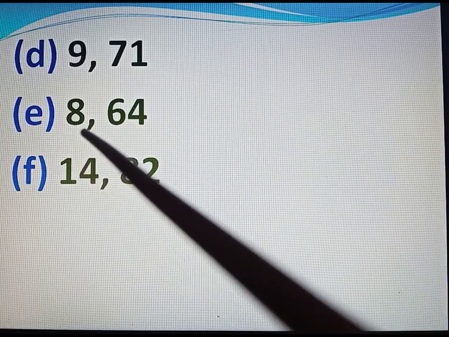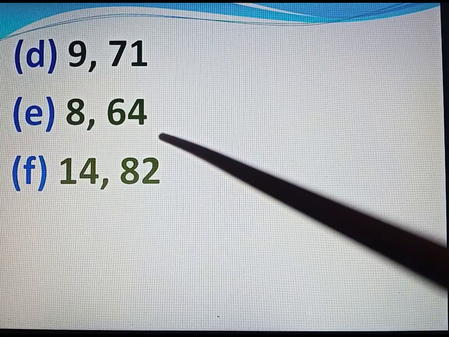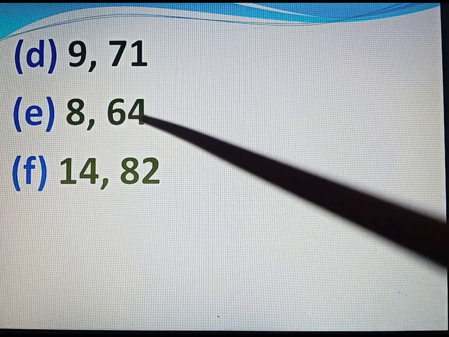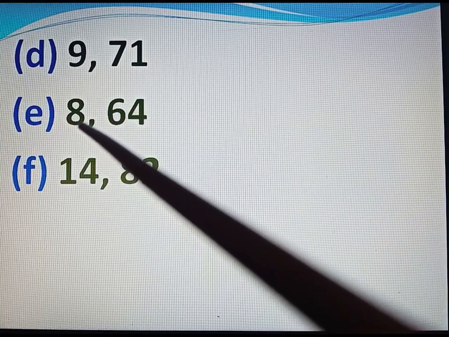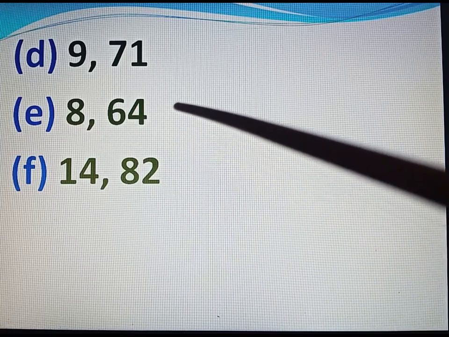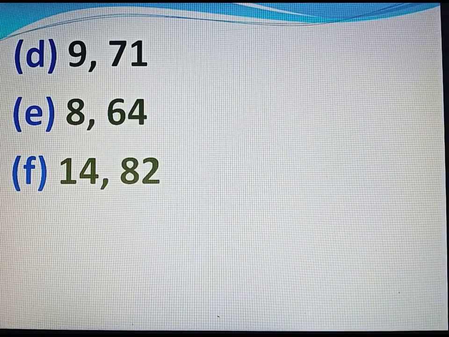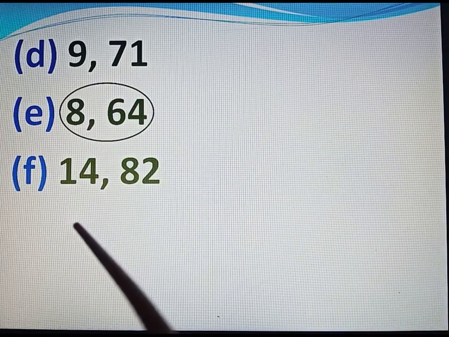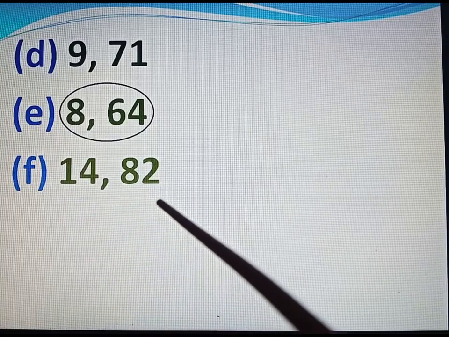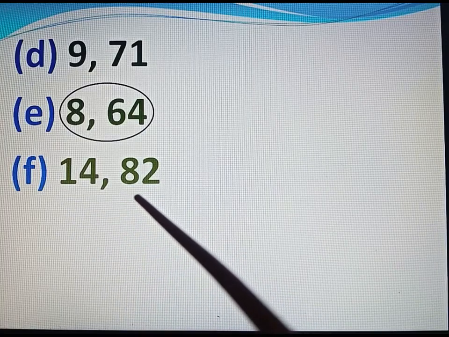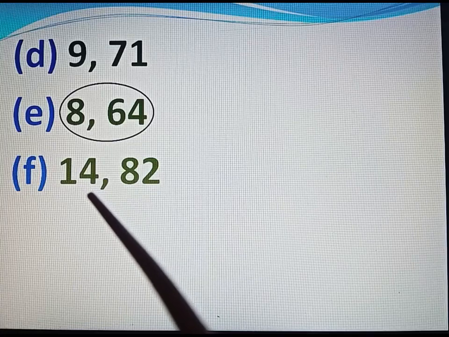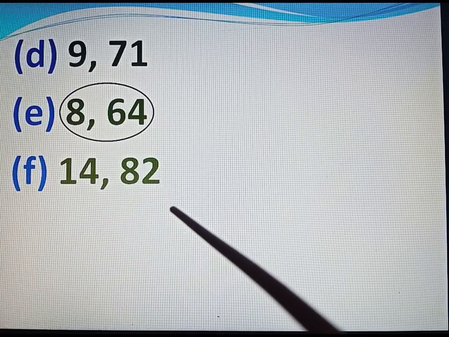Now see E part, 8, 64. After division, see 64 is divisible by 8. So 8 is a factor of 64. So circle this number. Now F part, 14, 82. After division, this 82 is not divisible by 14. So 14 is not a factor of 82. So we will not circle this number.